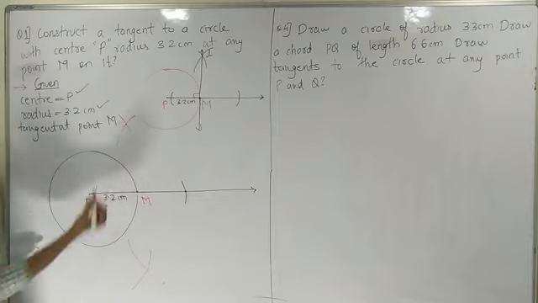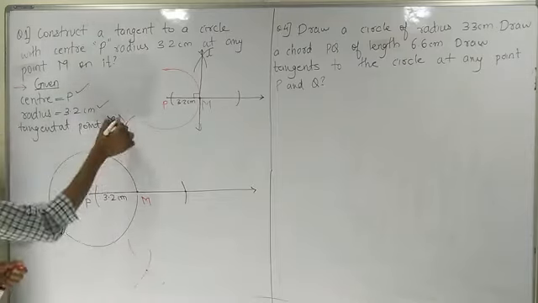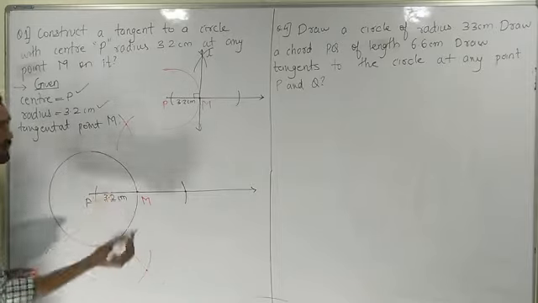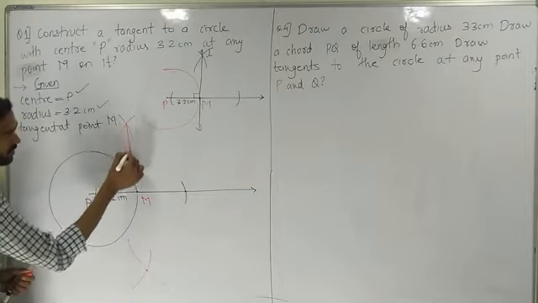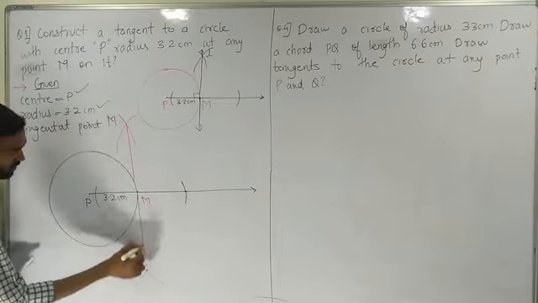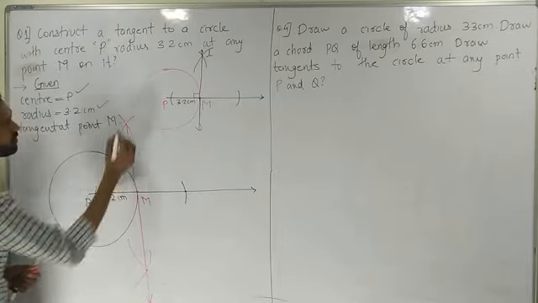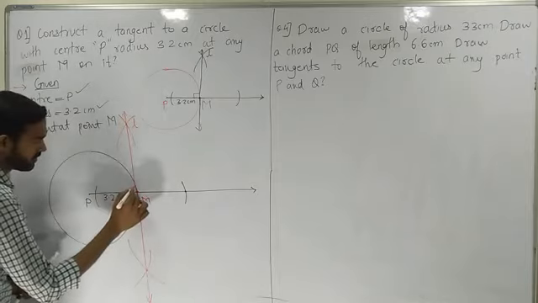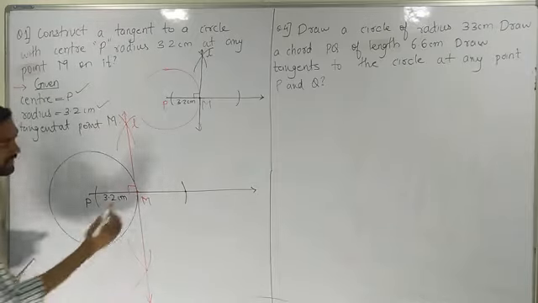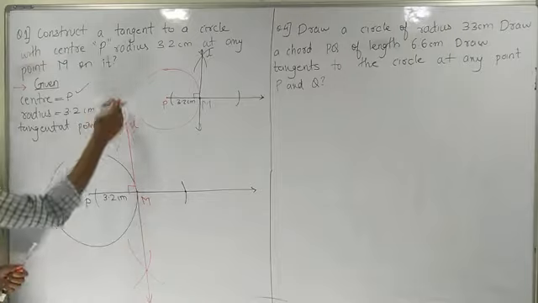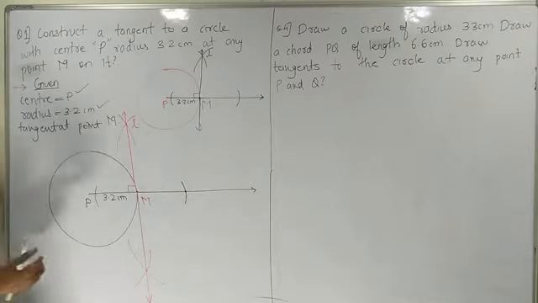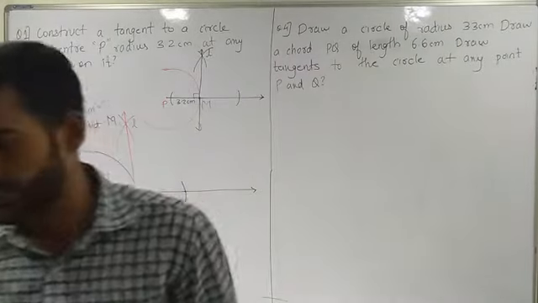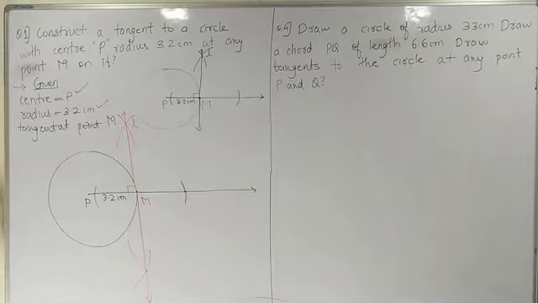And next step, what I'll do? We will match these 2 points with the help of scale and pencil. And this is your line L. And this line which touches this circle only at one point, this line is called what? Tangent. Clear everyone? How to draw tangent on this circle? Hope you all have understood how to solve this.